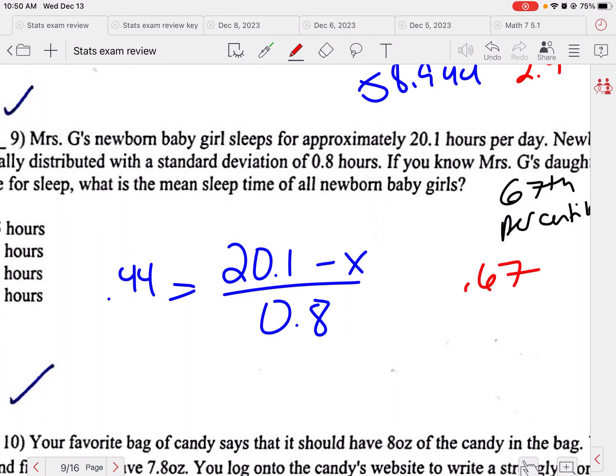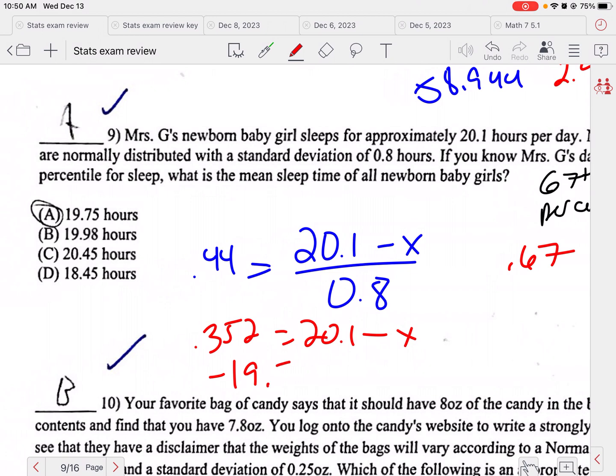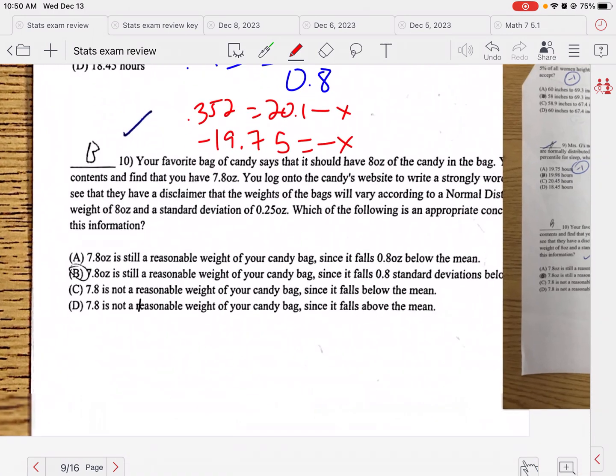Okay, so I'm going to do 0.44 times 0.8, which is going to be 0.352 equals 20.1 minus x. I'm going to subtract 20.1, which is going to be negative 19.75 equals negative x, so then it becomes positive, so therefore I know the answer is A.